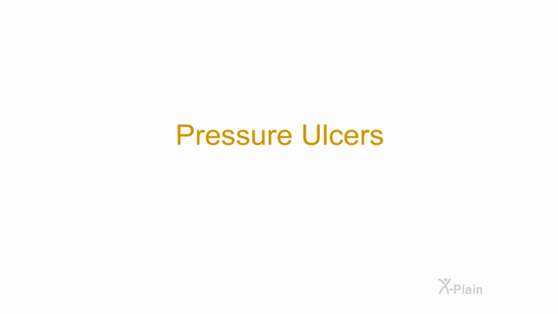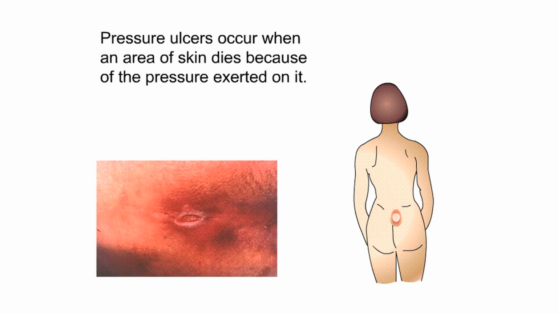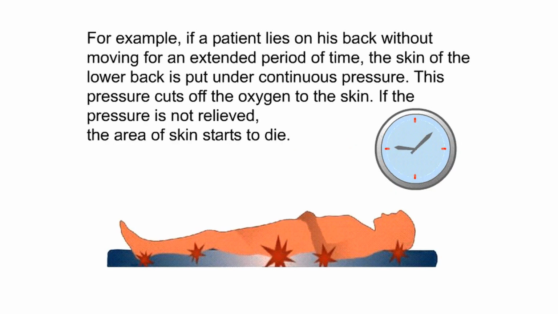Pressure ulcers. Pressure ulcers occur when an area of skin dies because of the pressure exerted on it. For example, if a patient lies on his back without moving for an extended period of time, the skin of the lower back is put under continuous pressure. This pressure cuts off the oxygen to the skin. If the pressure is not relieved, the area of skin starts to die.